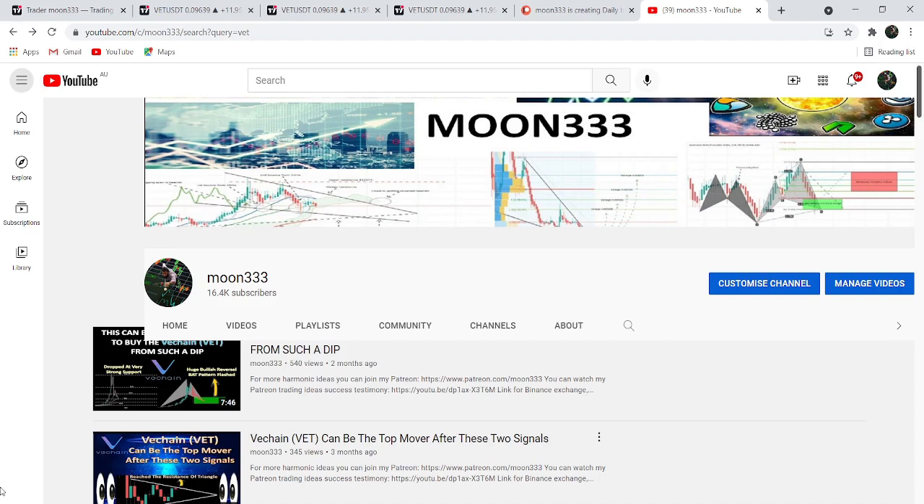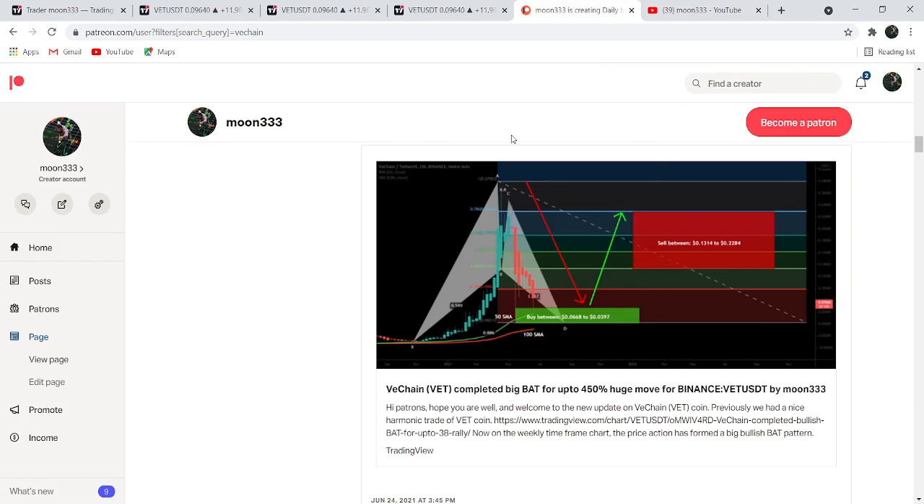Previously I shared a big bullish reversal setup of Vechain with you. That was a harmonic setup, and this was the chart that I shared with you, and I also shared here for my members at the Patreon when the price action completed this final leg of the bullish bat.